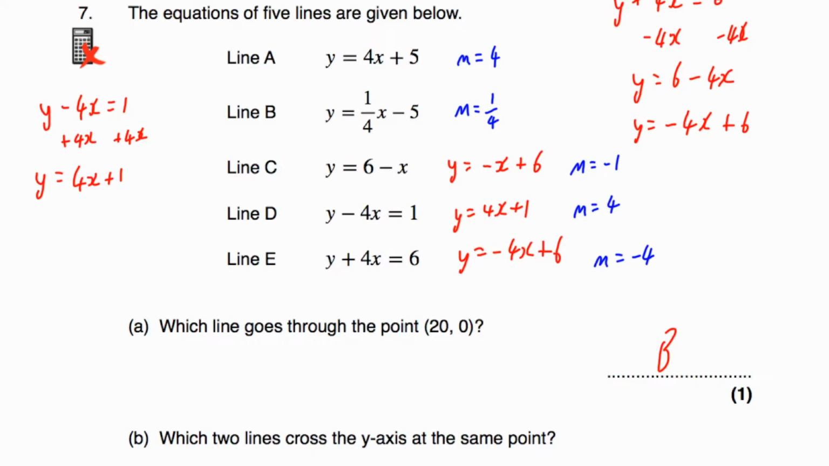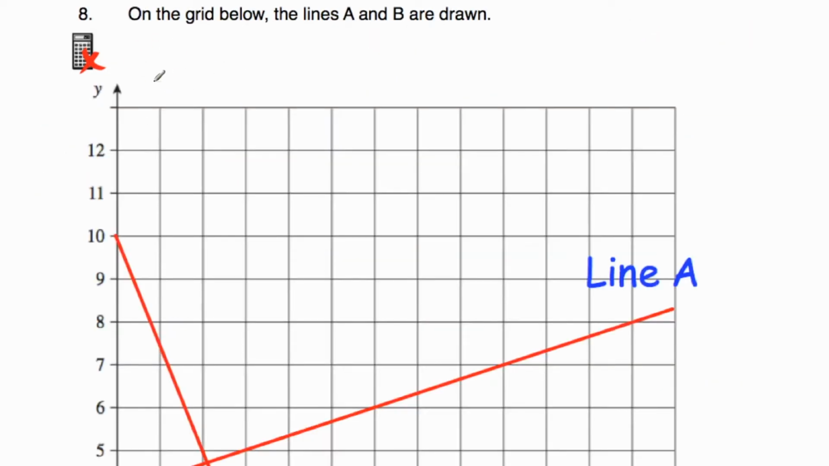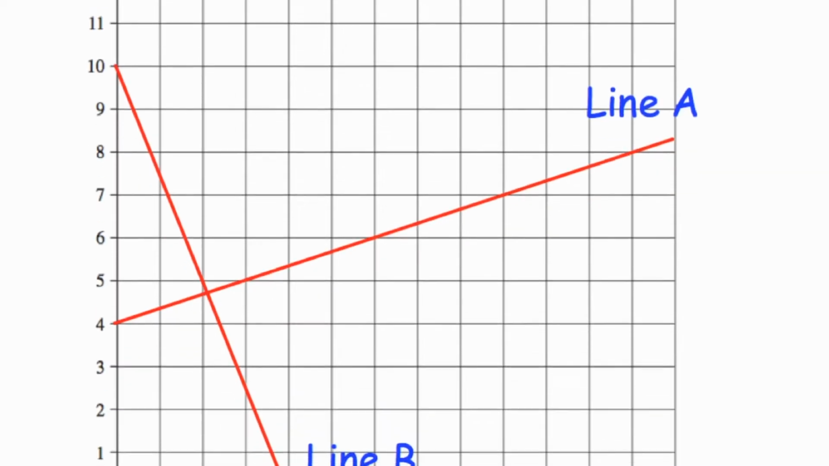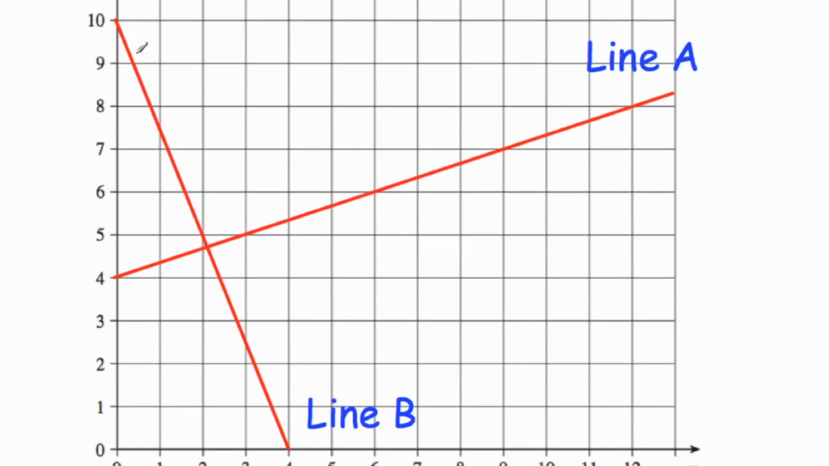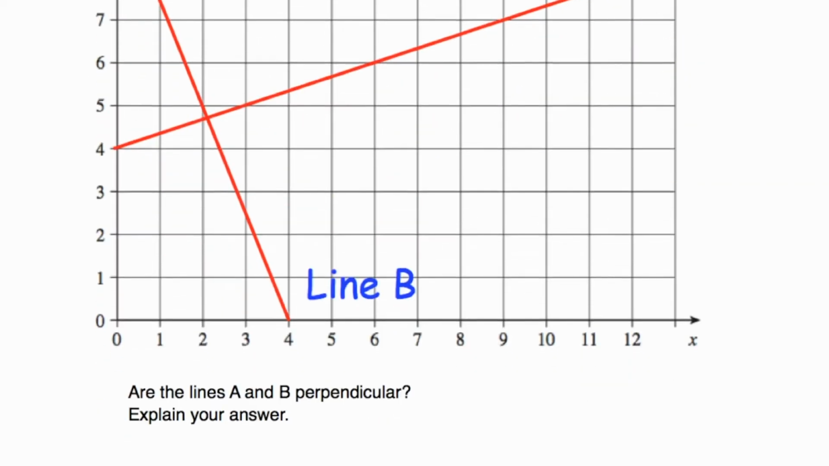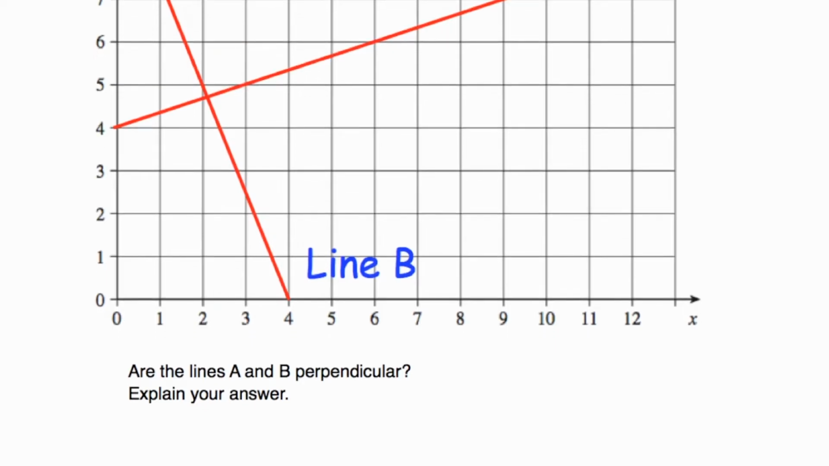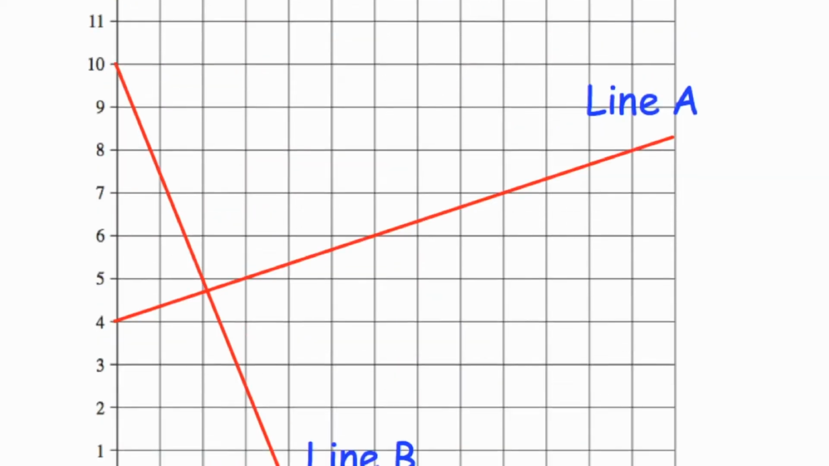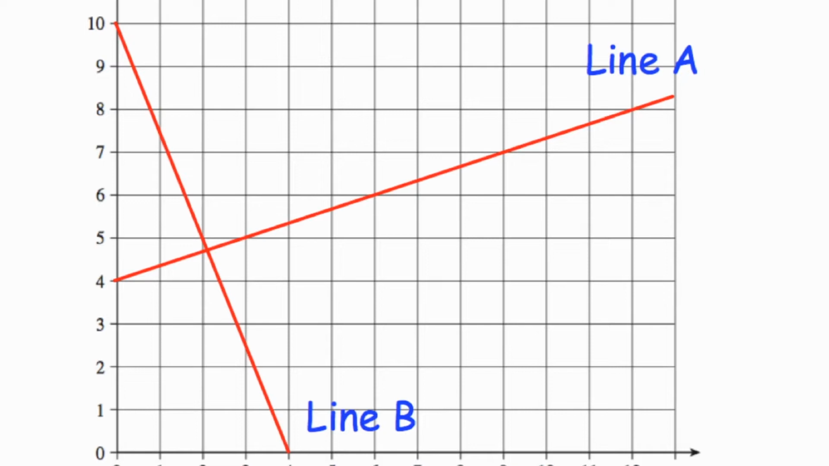Okay, let's have a look at our next question. Okay, let's have a look at question 8. So question 8 says, on the grid below, the lines A and B are drawn. So we've got line A and line B. And the question says, are the lines perpendicular? Explain your answer. Well, we've got the two lines, but let's work out their gradients and see if they're perpendicular to each other.